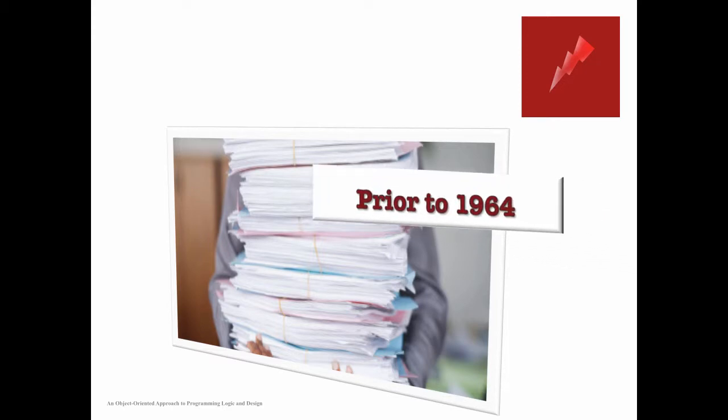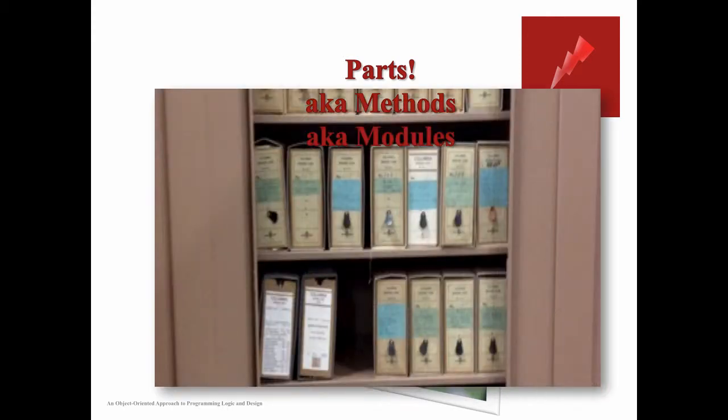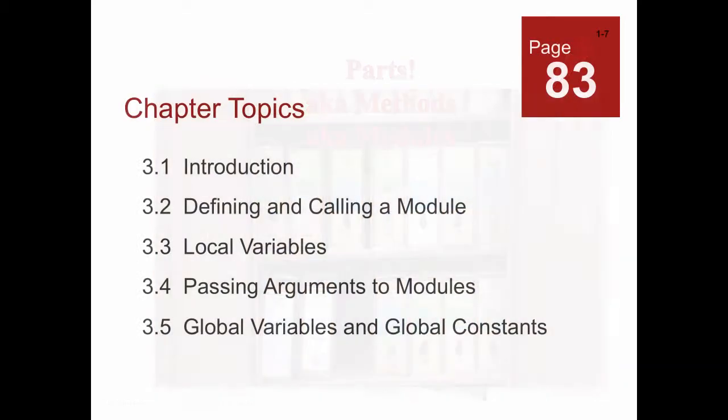This is what a program used to look like, bundles and bundles of paper just all the way down, and no one ever understood what the program did except the original programmer. Now, after 1964, what we have are little things called modules. And they're parts. They're also known as methods, by the way. The idea here is that they're made of little itty-bitty pieces. It's kind of like buying a locker. You get into a locker and you see all these different files that you can use. Well, programs today are made up of little parts called modules. And that's what this chapter is all about.